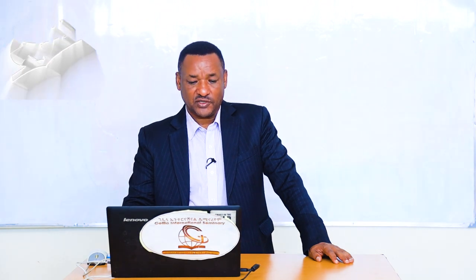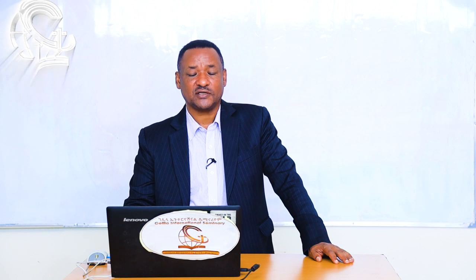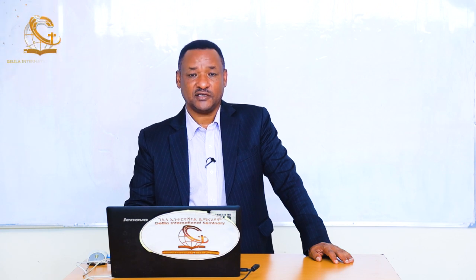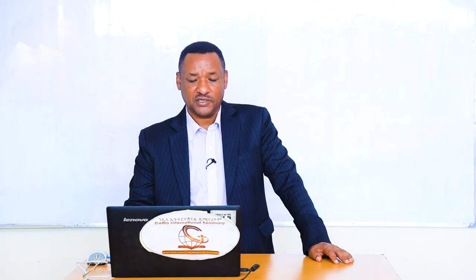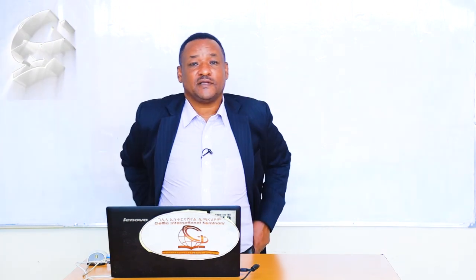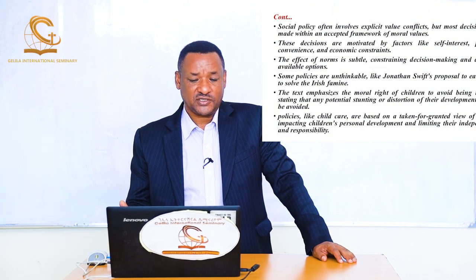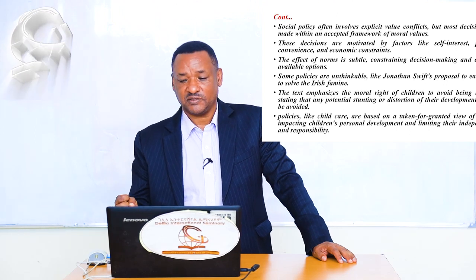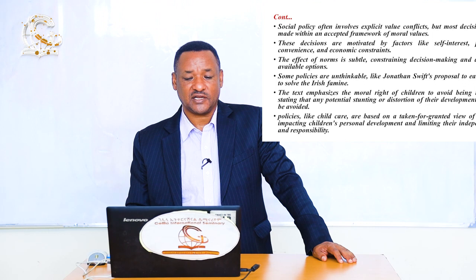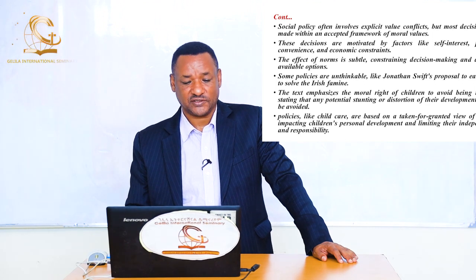We are going to proceed with the discussion of chapter 2, as we started, about the norm. Also the policies and the different moral and social identification of universally accepted values will be for the welfare of the individual and also the society. So social policy often involves explicit value conflicts, but most decisions are made within an accepted framework of moral values.